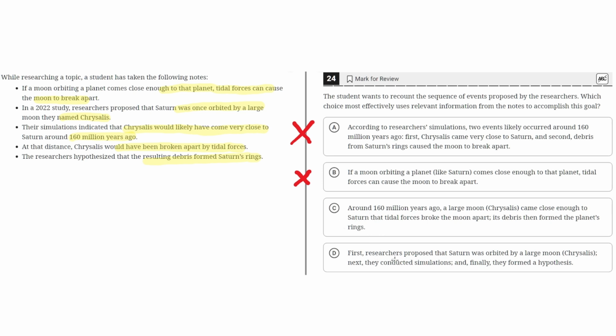D. First, researchers proposed that Saturn was orbited by a large moon, Chrysalis. Next, they conducted simulations, and finally they formed a hypothesis. This is incorrect, because although this recounts a sequence of events, it is recounting what the researchers did, not what they proposed in regards to Chrysalis and how it formed Saturn's rings. So D is incorrect. And with this, we're left with C as the correct answer.